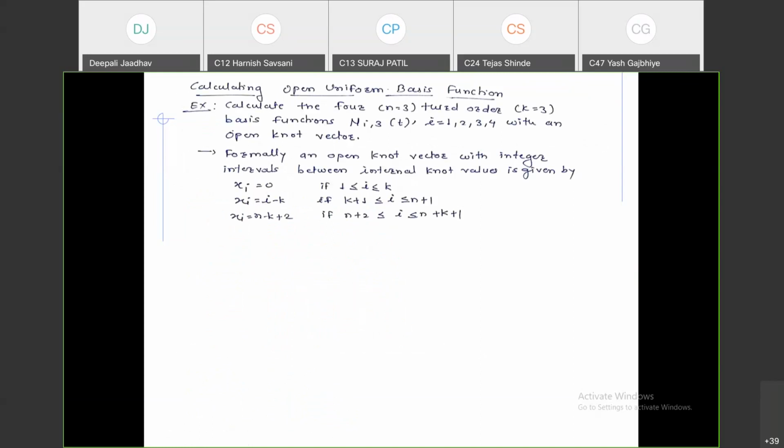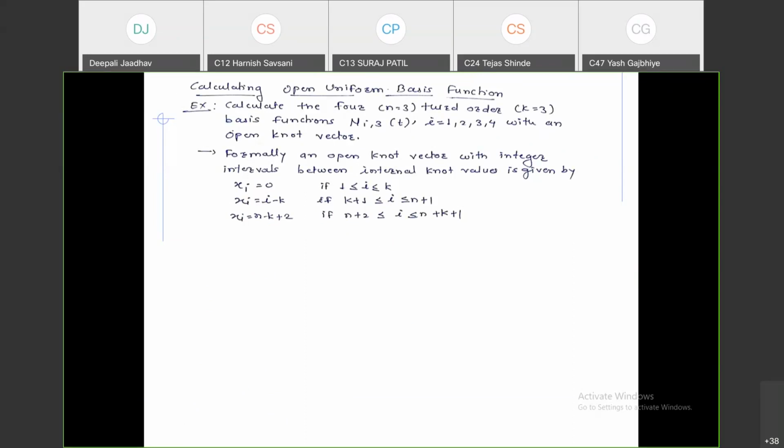Okay, so we are going to see this example to calculate the open uniform basis function, not vector values. To calculate the 4 basis functions with n equal to 3, third order, k equal to 3, N i,3(t), i is equal to 1 to 4. It ranges from 1 to n plus 1. N plus 1, there are 4 control points with an open knot vector.